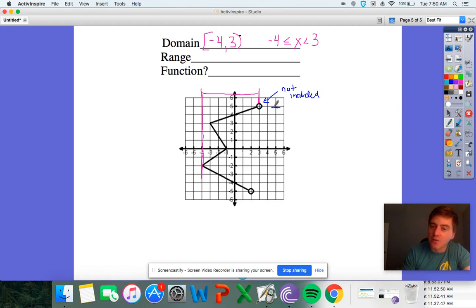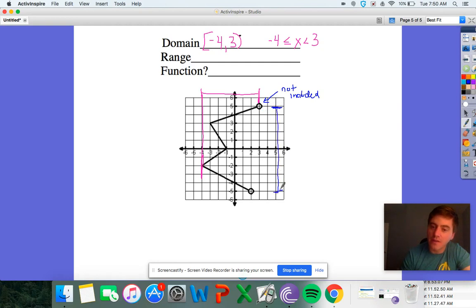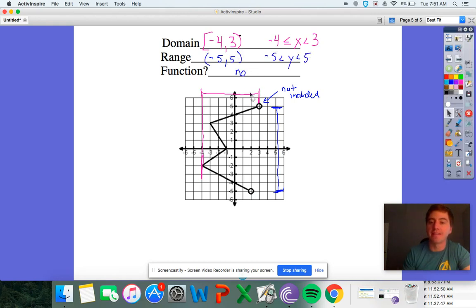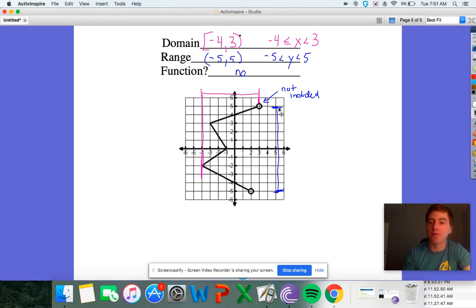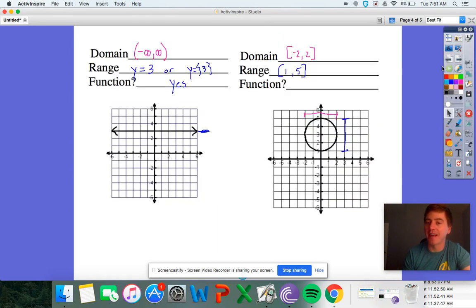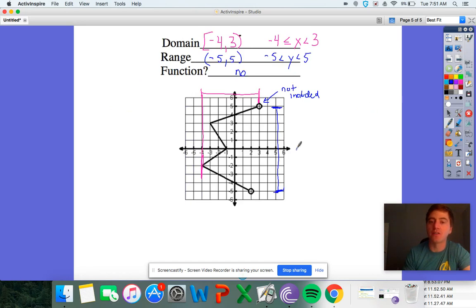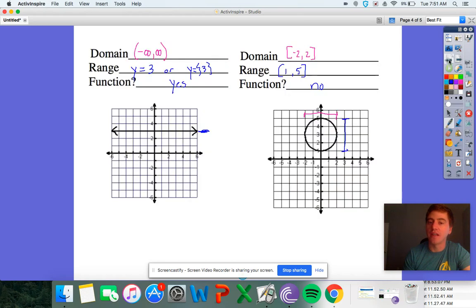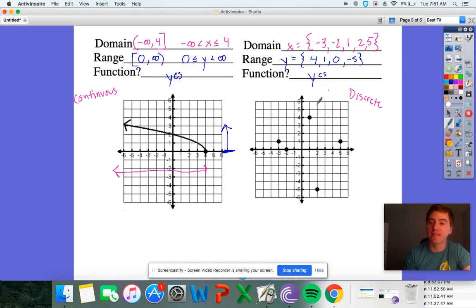For the range, we're starting as high as it goes and going as low as it goes. It looks like neither are included on the endpoints, but we're going from -5 to 5. Neither are included. And this is not a function because we got multiple outputs. So I also just realized that, just going real quickly, I accidentally put yes for this. This is not a function, excuse me. But there you go. There's domain and range. We got interval notation. We got inequality notation. And we have set notation if it's discrete.